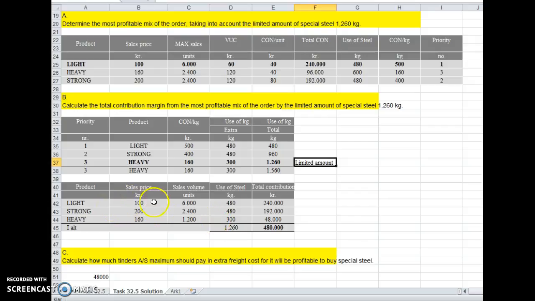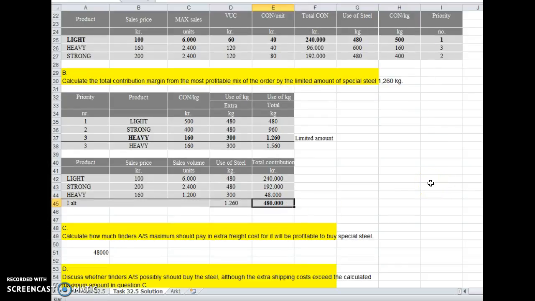Light, the sales price is 100, sales volume 6,000, use of steel 480, and the total contribution is 204. Strong, you can produce all of it. Sales price 200, sales volume 2,400, and you use 480 kilos, and it gives you a total contribution margin of 192. But heavy, the sales price is 160, but the sales volume is only half of the 2,400 that you could sell. So you do not use 600 kilos, you only use half. And the contribution margin is of course not 96, but only half, because you only have half. So the total contribution margin is 480,000 crowns.